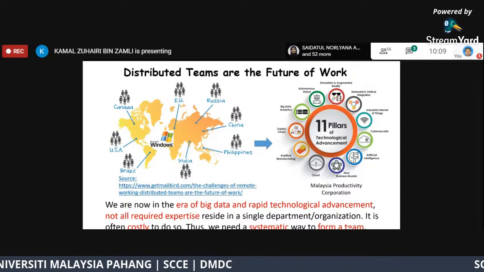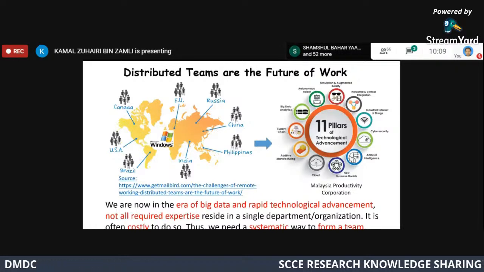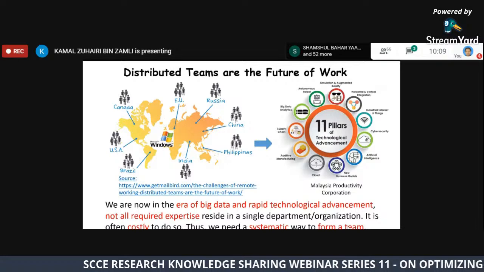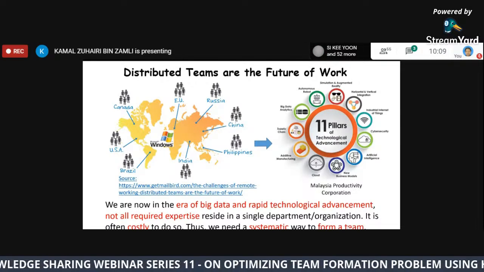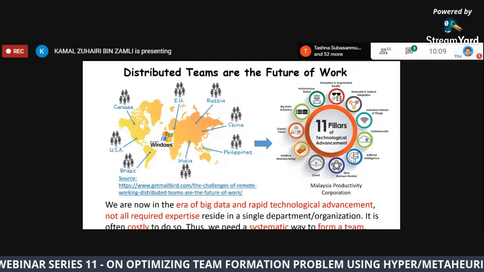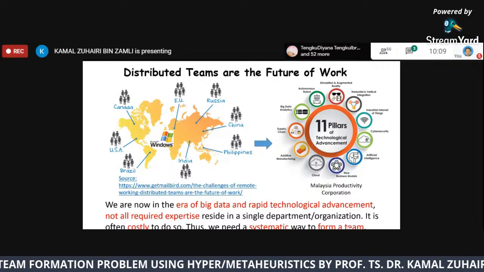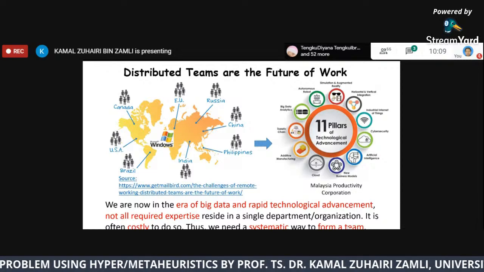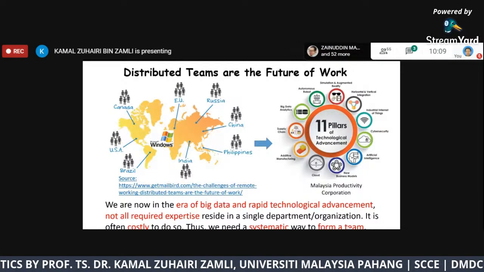It is often costly to do so, so they need a way to form a team. For example, if I want to build a company, I can hire all the experts into my company and pay their salary every month, and I have a very, very big company.